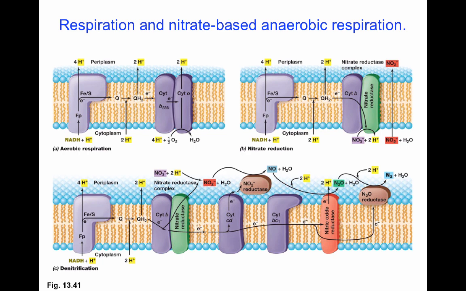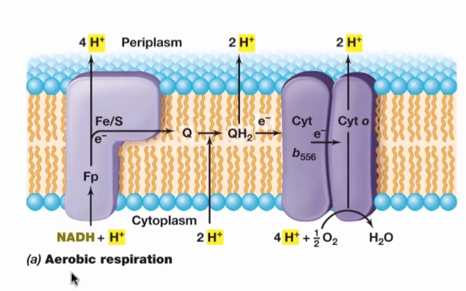So here we have an image comparing the respiration reactions and the nitrate-based anaerobic respiration. As you know, in a respiratory reaction, you're going to have, for example, an electron donor like NADH that is going to donate its electrons to a complex, and that complex is going to help pass protons across the membrane. The electrons will go into some kind of quinone pool that eventually is going to donate them to a set of enzymes that are going to reduce oxygen into water.